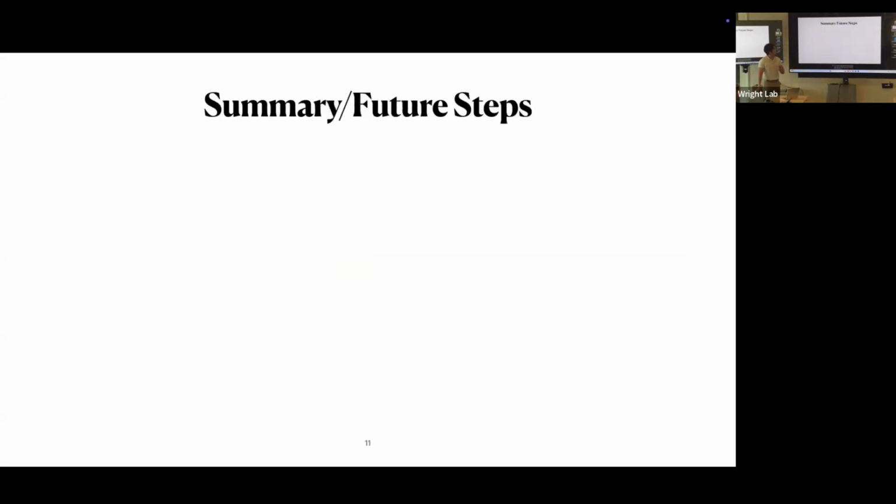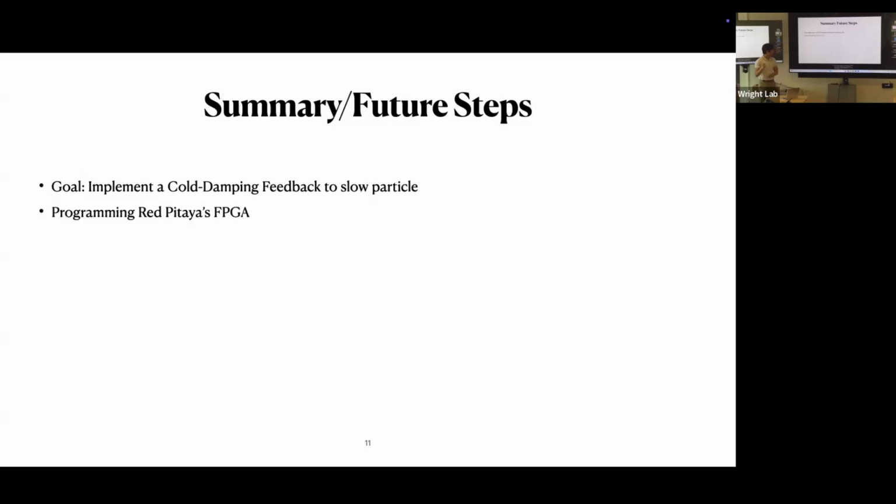And so, in summary, the goal for the next few weeks is to implement this cold damping feedback, in which as the particle is moving, I can push it in the opposite direction to slow down the particle. I also programmed the Red Pitaya's FPGA, used some software, and programmed a C and Python program that allows you to talk with the Red Pitaya, and then just show results through the oscilloscope.